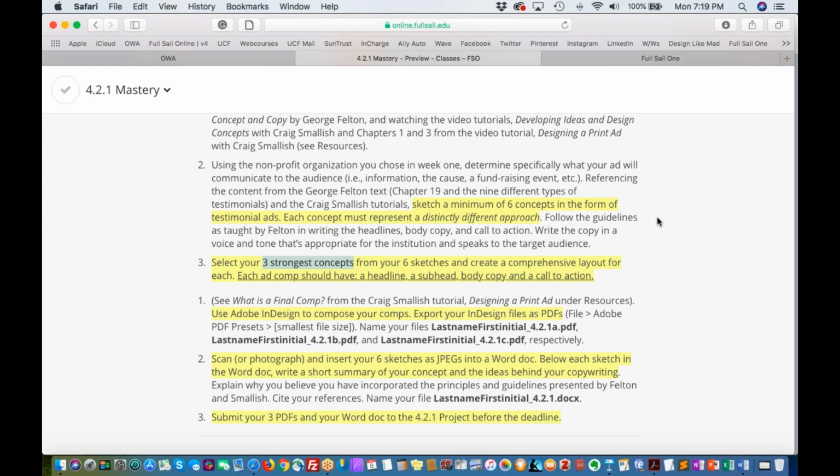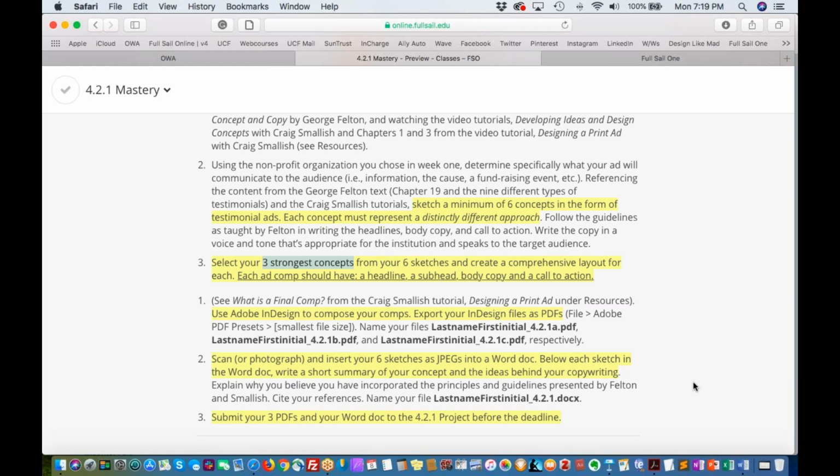But you want to have it close enough so the client can understand what the image is going to look like, what the typography is going to look like, what the layout is going to be, how the hierarchy in the ad is working, and what the voice and tone of the ad is. These are all things we worked on in week 1, so you should understand how to apply that now as you're writing copy.